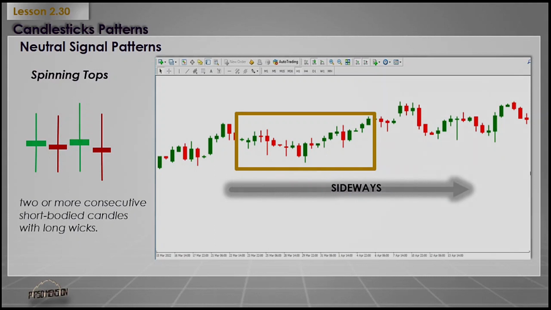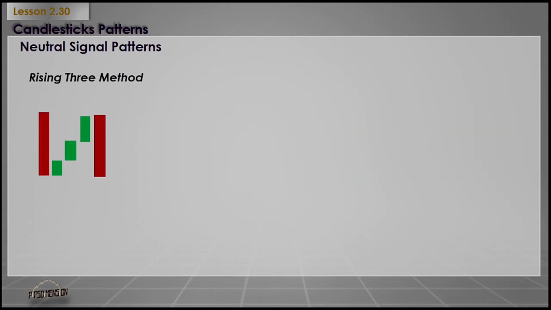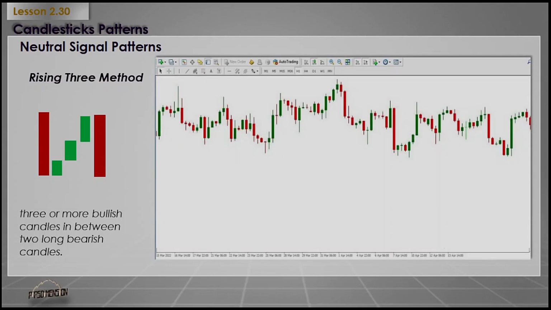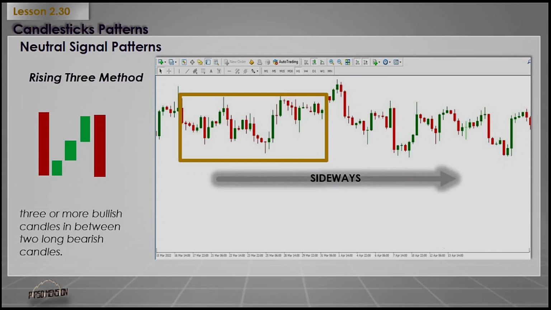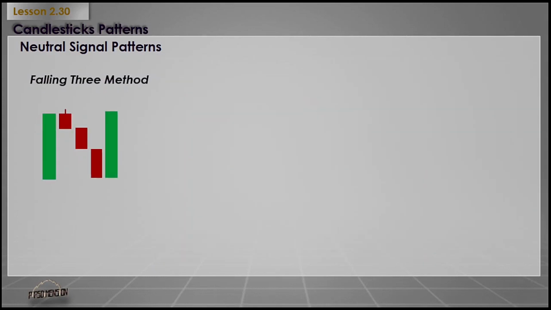The rising 3 method pattern: 3 bullish candles in between 2 long bearish candles. The pattern indicates that although the bulls took over the market for 3 consecutive periods, they did not have enough pressure to supersede the bears. The falling 3 method pattern.